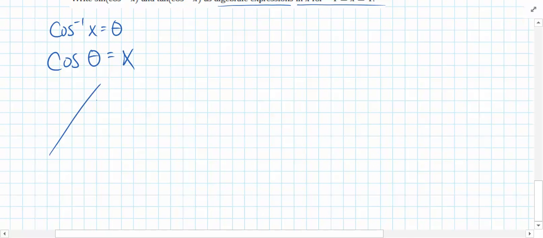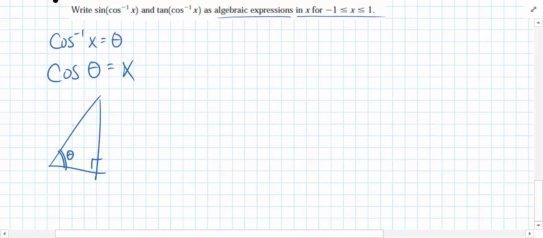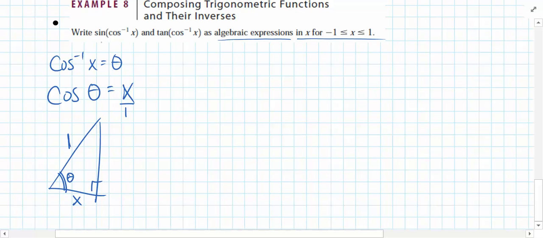Now if we sketch a right triangle with an unknown angle measure theta, cosine of theta has to equal x. So cosine, I'm going to call the adjacent side over the hypotenuse. Let's just choose an easy hypotenuse of 1. That would make our adjacent side down here equal to x. Cosine of theta is equal to x over 1. Now to finish out this calculation, to find out what sine of cosine inverse of x is, we simply need to find the final missing side over here.